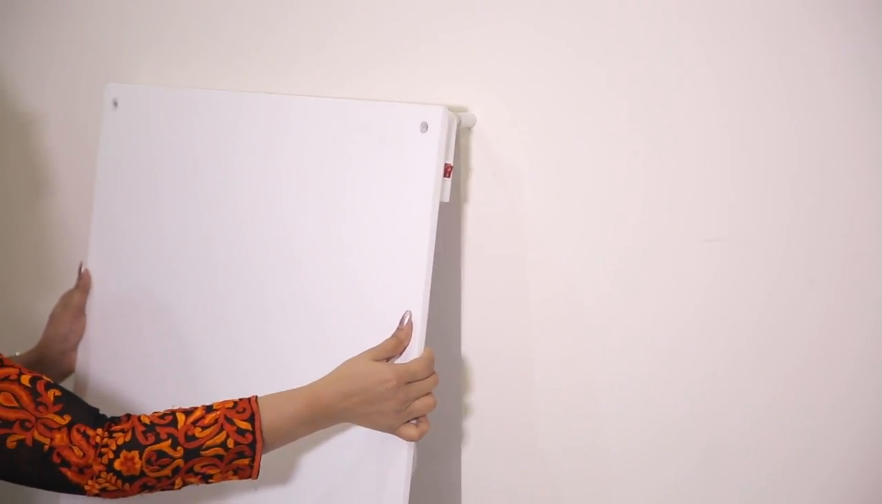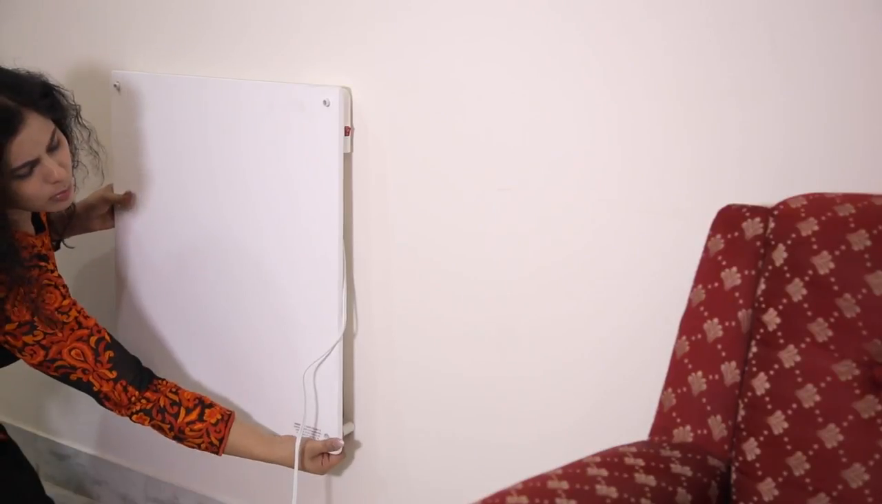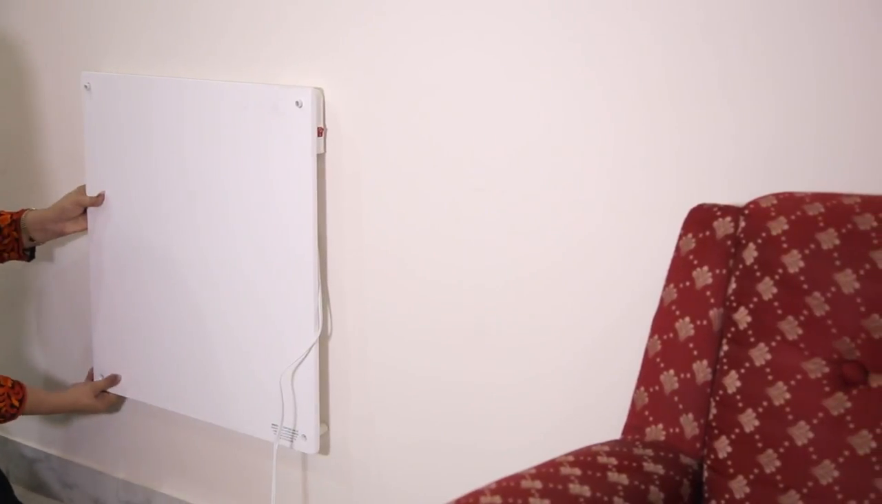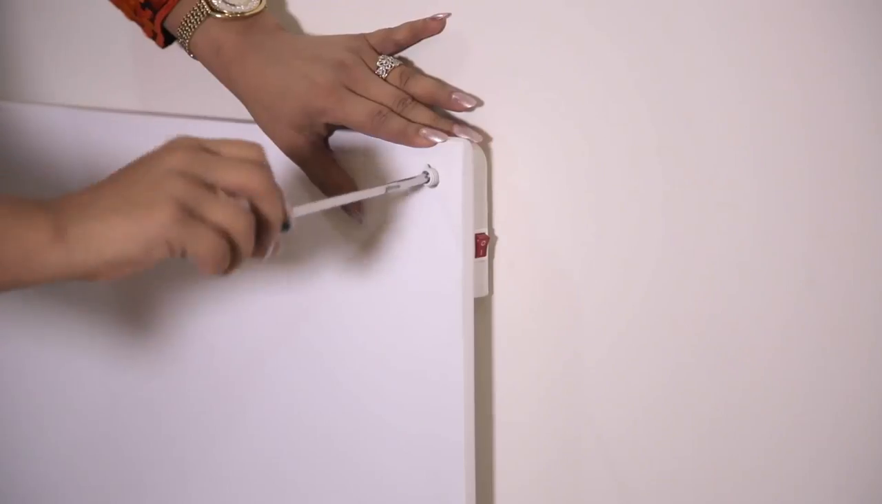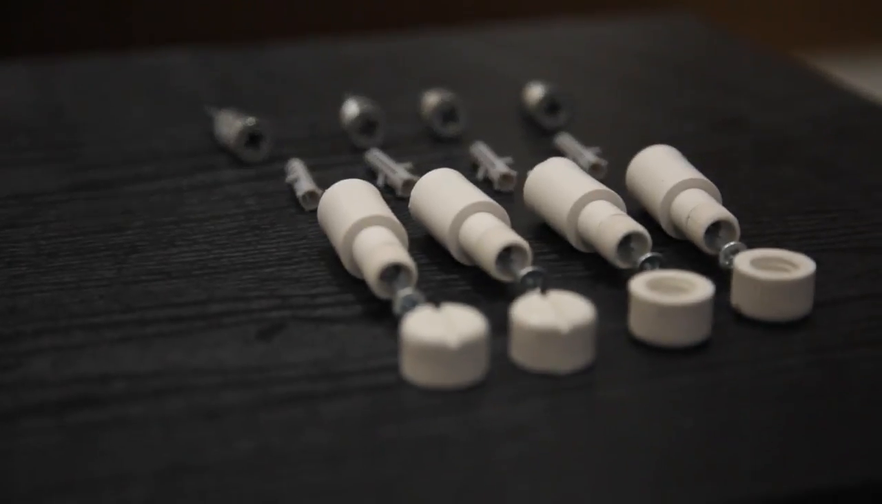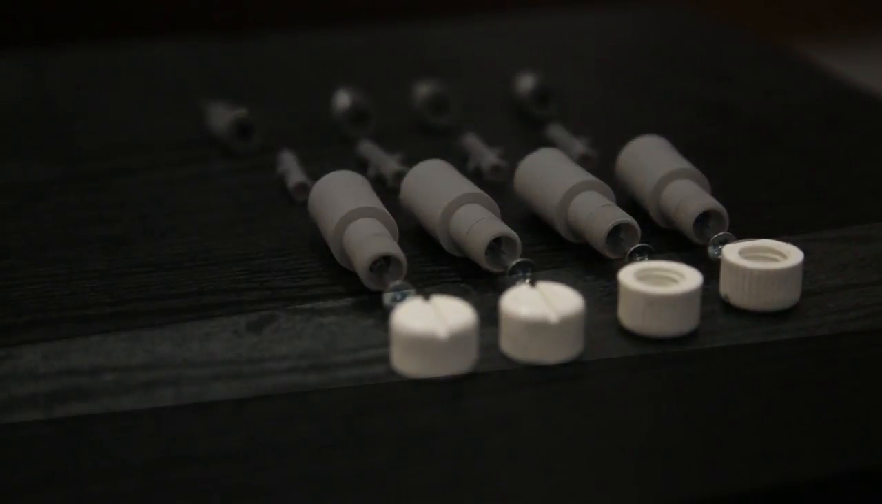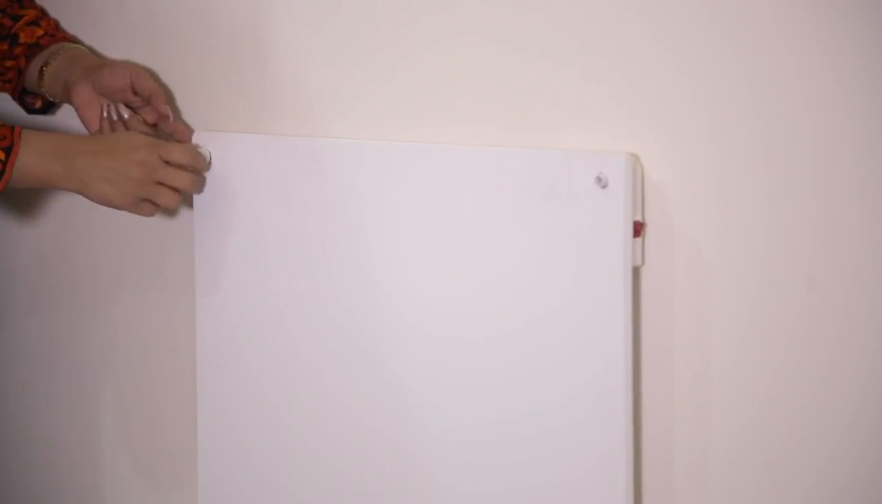Mount the panel heater onto the four mounting posts. Once the panel heater is in place, tighten all four screws and fasten the nuts onto the threaded portion of the mounting posts.